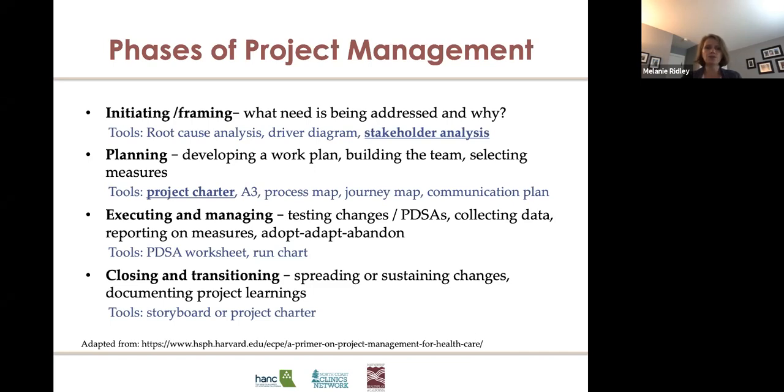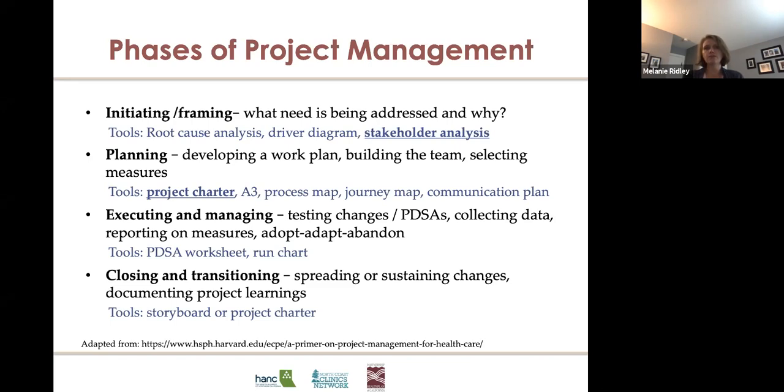Some of the tools used during this phase are your project charter, so you can keep all of this organized and documented. If you're using the lean methodology, you may use an A3. You might develop a process map or journey map and communication plan as part of this phase.